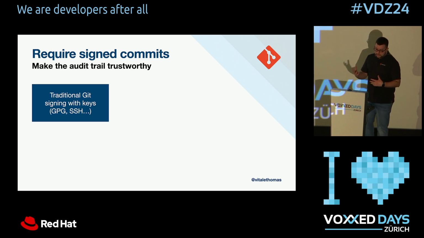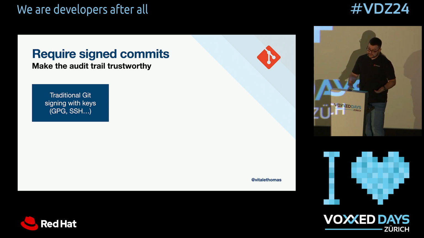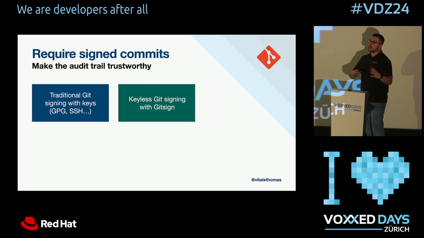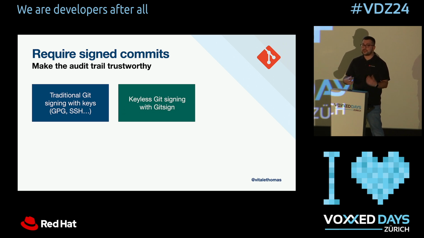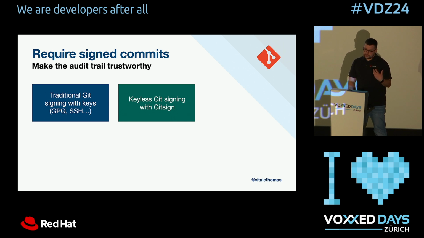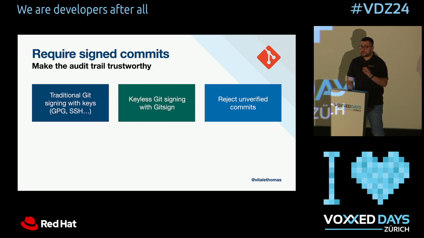We could use traditional signing with keys, SSH or GPG. We could use a keyless signing approach, so instead of defining key pairs, we can use our own identity on GitHub or Microsoft or Apple, just like when we do single sign-on on other websites. Unfortunately, this part is not yet supported by platforms like GitHub. Even though you can use something like Gitsign to sign in a keyless approach, GitHub doesn't know how to validate the signature. So for now, it's not really an option. But the important point is that we want to reject any unverified commit.